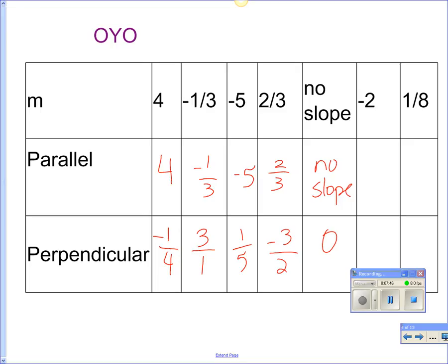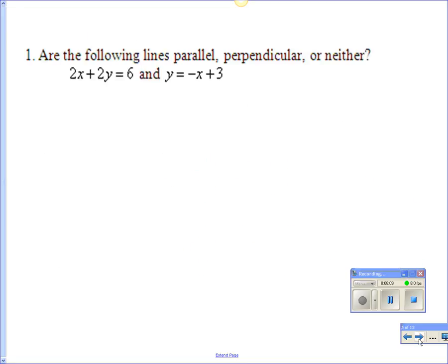And Daniel, what about the -2 column? Very good. And Chad, the last one? Good. You could also just put -8 for that, and it would be right too. Okay, good. Any questions on that? Excellent. Okay, number 1 says, are the following lines parallel, perpendicular, or neither?